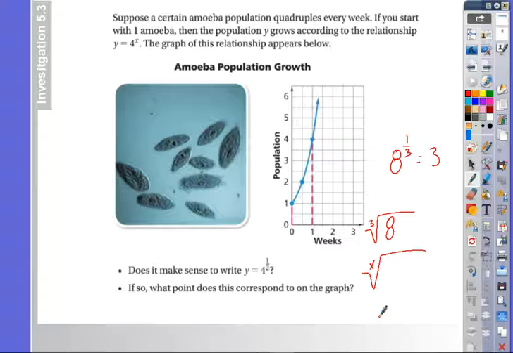All right, so is everyone with us? We're talking about fractional exponents, and the number in the denominator is going to act as a square root or a cube root or a fourth root.